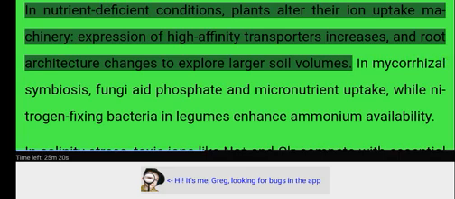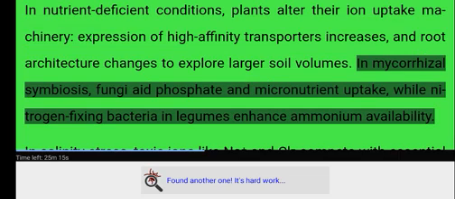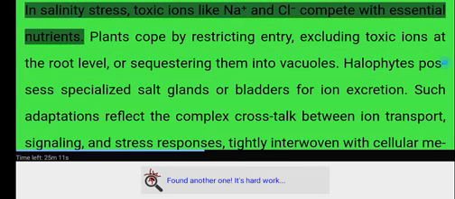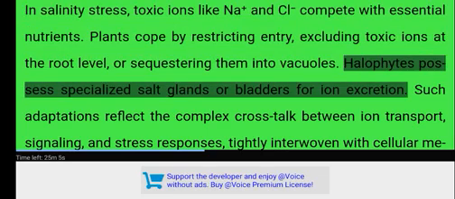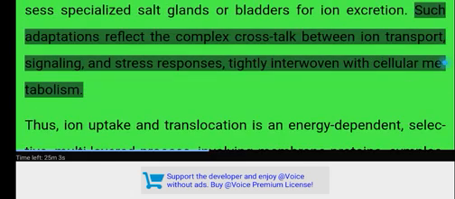In nutrient-deficient conditions, plants alter their ion uptake machinery. Expression of high-affinity transporters increases, and root architecture changes to explore larger soil volumes. In mycorrhizal symbiosis, fungi aid phosphate and micronutrient uptake, while nitrogen-fixing bacteria in legumes enhance ammonium availability. In salinity stress, toxic ions like Na+ and Cl- compete with essential nutrients. Plants cope by restricting entry, excluding toxic ions at the root level, or sequestering them into vacuoles. Halophytes possess specialized salt glands or bladders for ion excretion. Such adaptations reflect the complex crosstalk between ion transport, signaling, and stress responses, tightly interwoven with cellular metabolism.